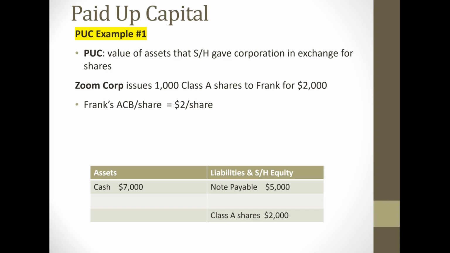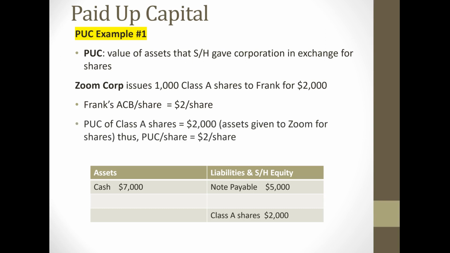Now Frank's adjusted cost base, what Frank paid for the shares, is $2,000 divided by the 1,000 shares, so Frank is going to have an adjusted cost base of $2 per share. Now the PUC is the value for the entire class. So the Class A shares have a total value of $2,000. That represents the assets that were given to the corporation in exchange for the shares. And so in this example, the PUC per share is also $2 per share.